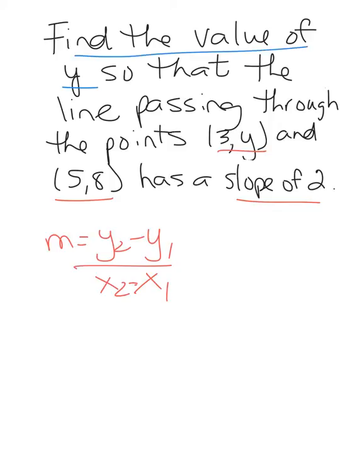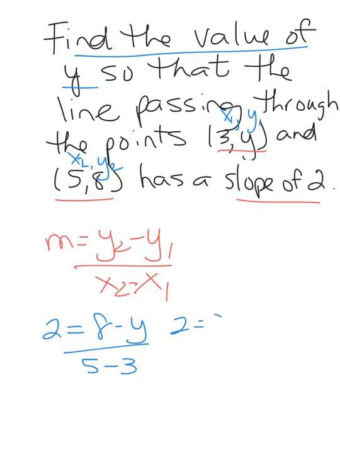So I'm going to substitute in what I know. The slope they give me is 2, so 2 is equal to, now again let's label this. This gives me x1 and y1, and this is x2 and y2, and again I could do it vice versa, it doesn't matter, it will still simplify the same way. So this gives me 8 minus y over my x2, which is 5 minus 3. So that leaves me with 2 is equal to 8 minus y over 5 minus 3, which is 2.